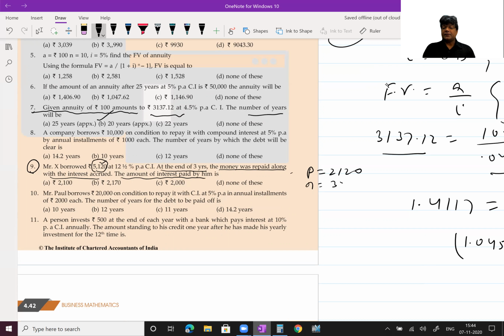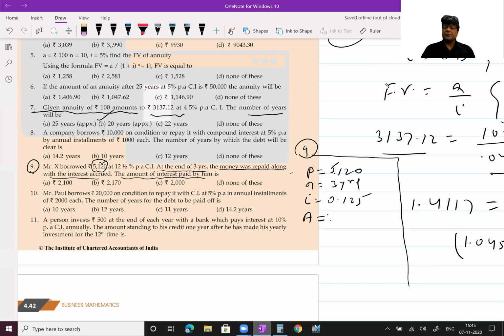After 3 years, n is equal to 3 years. This is question number 9. And the interest rate is 12.5%, I is equal to 0.125. One thing we can do is calculate the amount, the money he will pay after 3 years, and from that amount, if we subtract the principal, we will get the interest. So the amount will be equal to principal, that is 5120. Guys, 5120.